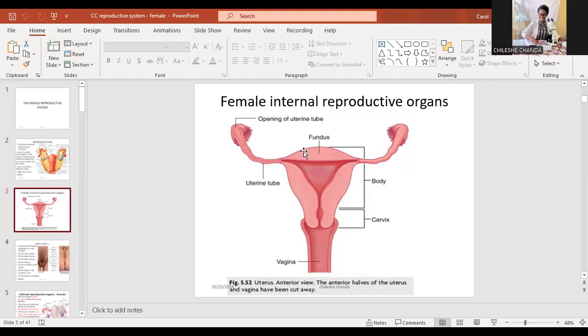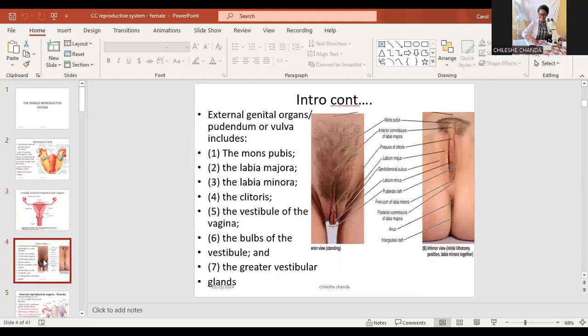We have the two fallopian tubes. The ovaries are supposed to be somewhere here. We have the uterus itself. We have the vagina, and it's showing us the parts of the uterus. We have the body and the cervix. Okay, and then this dome-like structure on top of the uterus is known as the fundus.